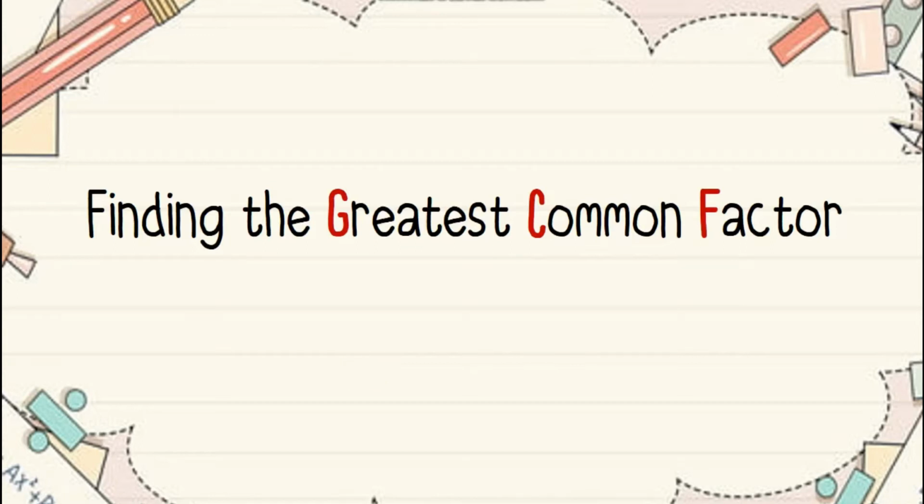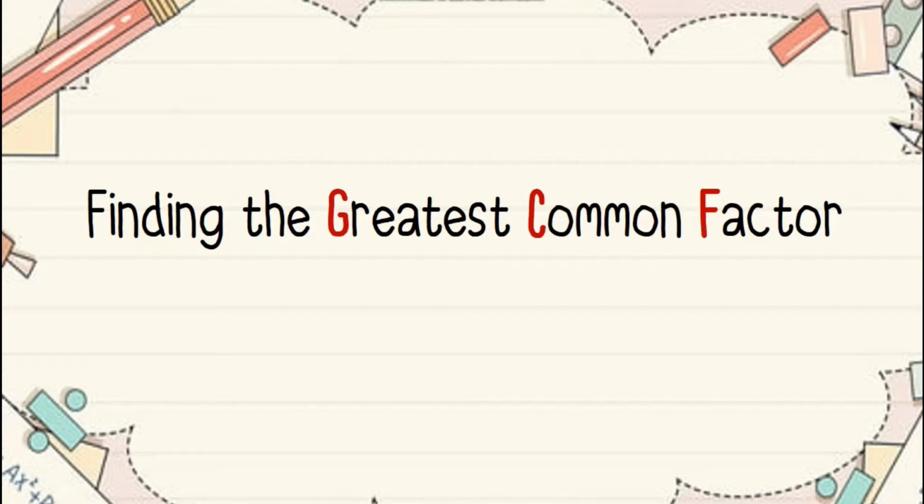Finding the greatest common factor. So what does it mean when we say greatest common factor or GCF? GCF refers to the largest divisor of the given numbers, meaning to say we're going to find the biggest number that can divide the numbers.